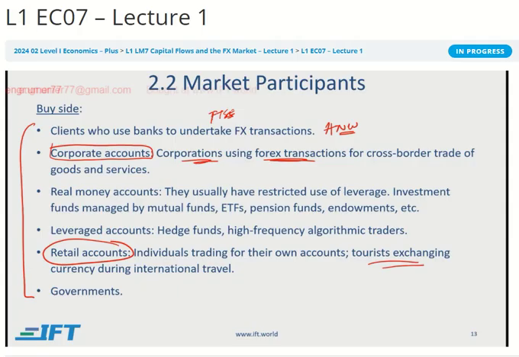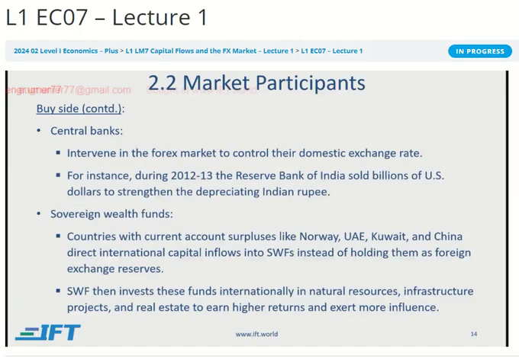Right? There could be other institutional investors: mutual funds, exchange traded funds, pension funds, endowments, etc., such as the Harvard University Endowment Fund or the Cornell University Endowment Fund. So these are institutional investors. You have other types of institutional investors which use leverage, such as hedge funds and high frequency algorithmic trading, or even governments that need to buy and sell foreign currency. Which brings me to central banks.